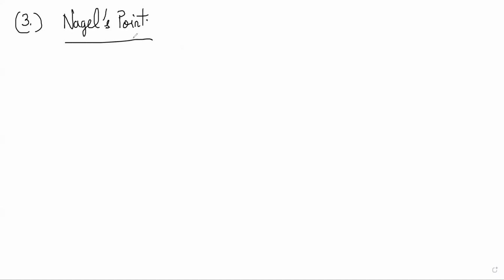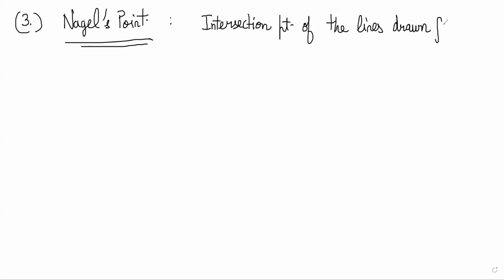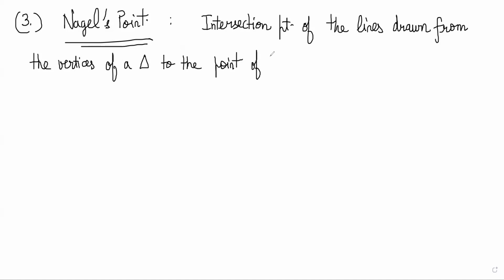And this is also similar to what we just now did. Nagel's point is defined as the intersection point, or the point of concurrency, of the lines drawn from the vertices of a triangle to the point of tangency of the opposite ascribed circles.